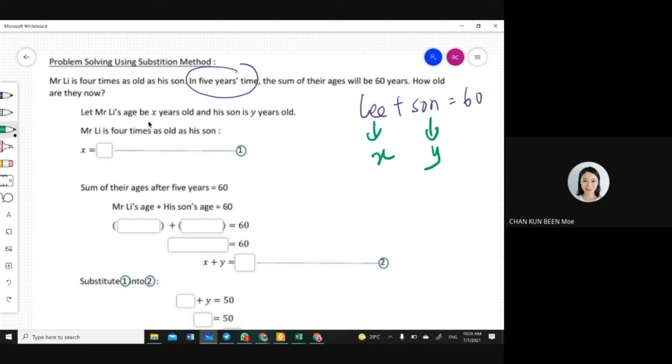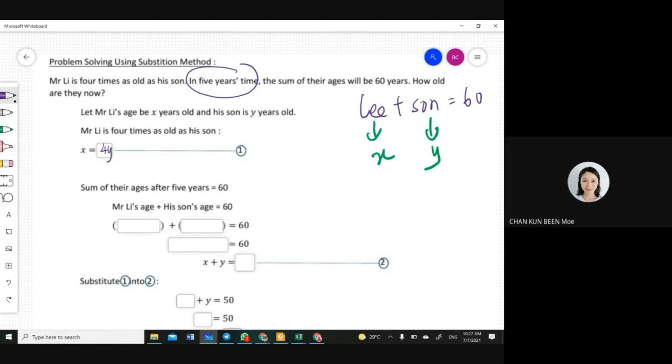This one is giving you the steps slowly one by one, so that is very easy to solve. Mr. Lee is 4 times as old as his son. If Lee is x and his son is y, so x is equal to how many y? 4y. Very good. Directly you just write down 4y.